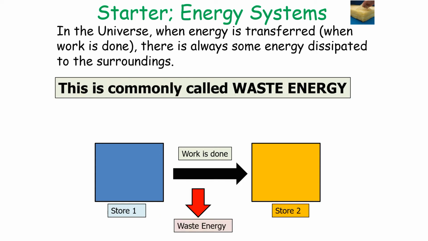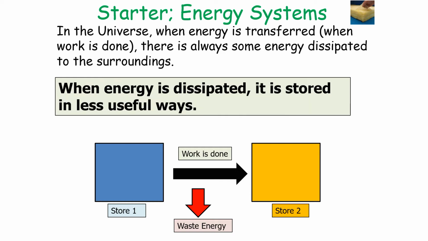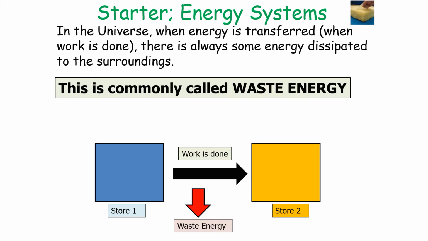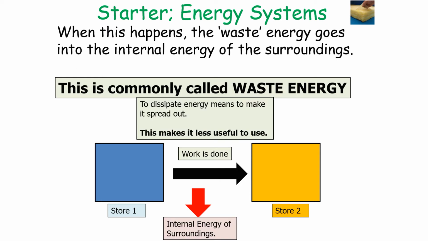Now in the universe, when energy is transferred, there is always some energy dissipated to the surroundings. So when work is done, you get something we call waste energy. Now when energy is dissipated, it is actually stored in less useful ways. So to dissipate energy means to make it spread out, which we commonly call waste energy. It's important to note that in most examples the waste energy goes to the internal energy of the surroundings.